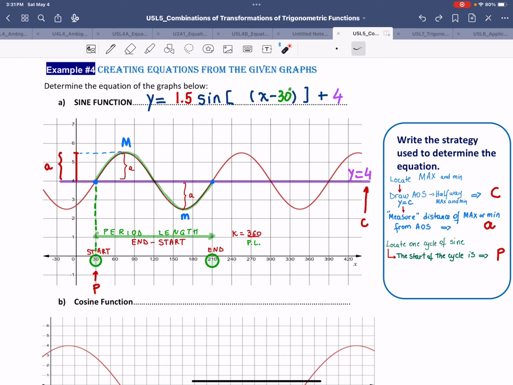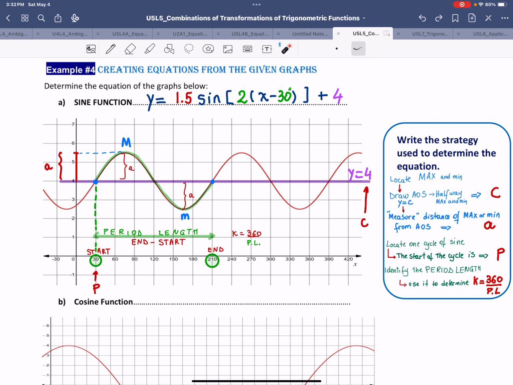Coefficient k is measured as the basic period, which for sine and cosine function is 360 degrees, divided by the period length, which in our case is 180 degrees. So 360 divided by 180 would be equal to 2, which means that the coefficient k equals 2. And voila, we have the equation of the sine function.